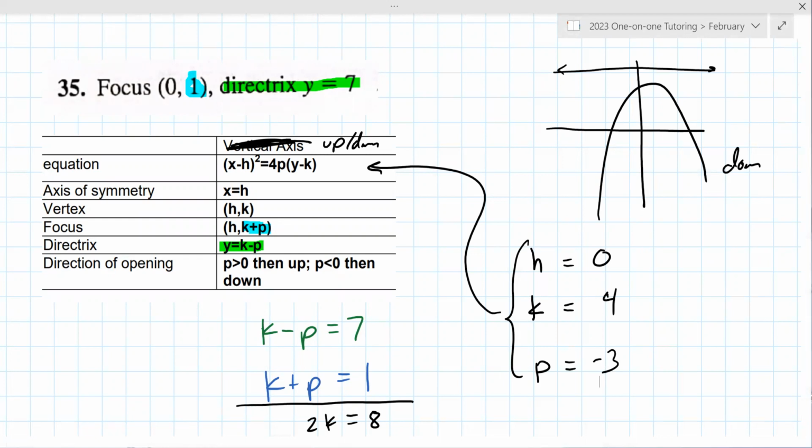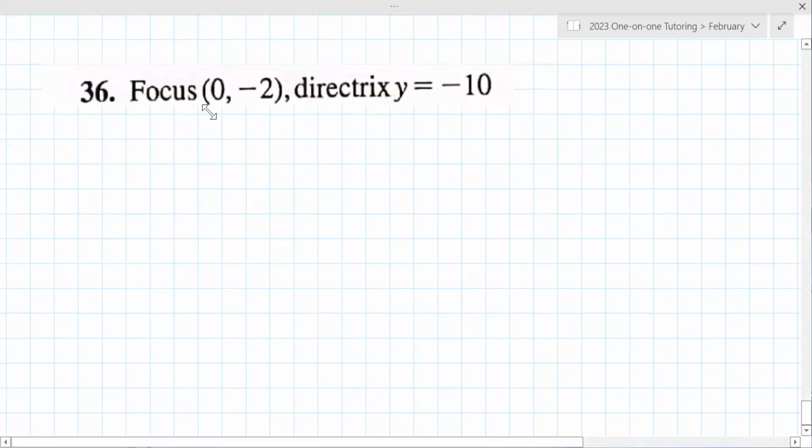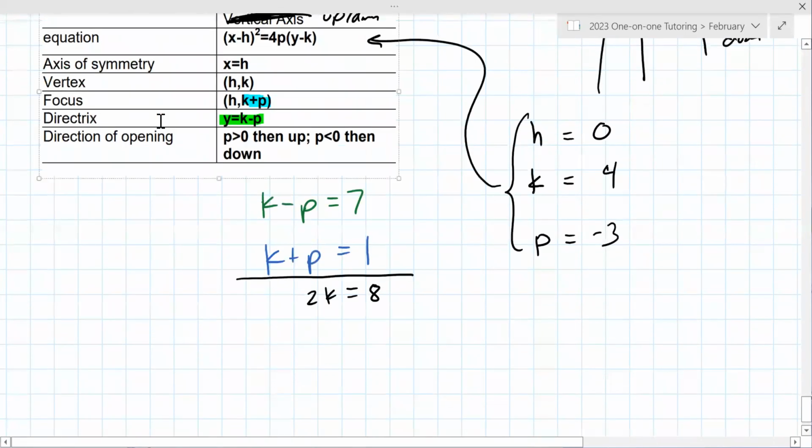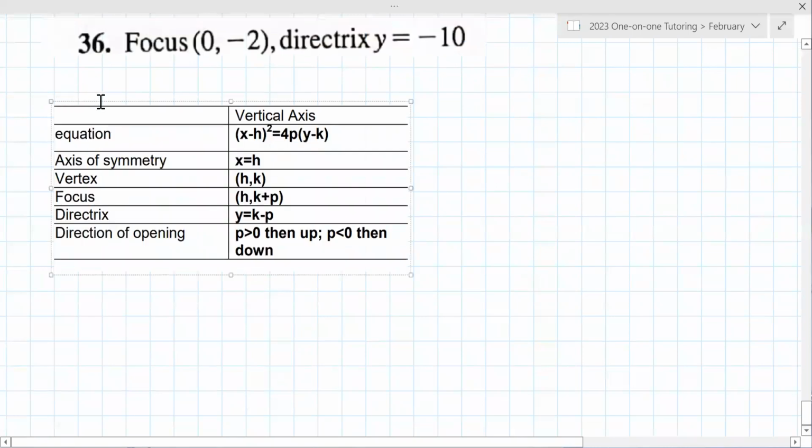I'd like you to try that one on your own. Ask him questions if you need. Really similar though. Let me grab the formula sheet here. Okay, so go ahead and take a look at that, work on that. Let me know if you have any questions.